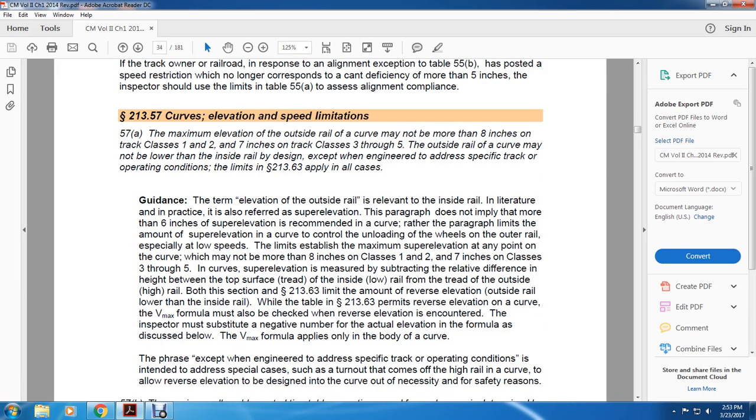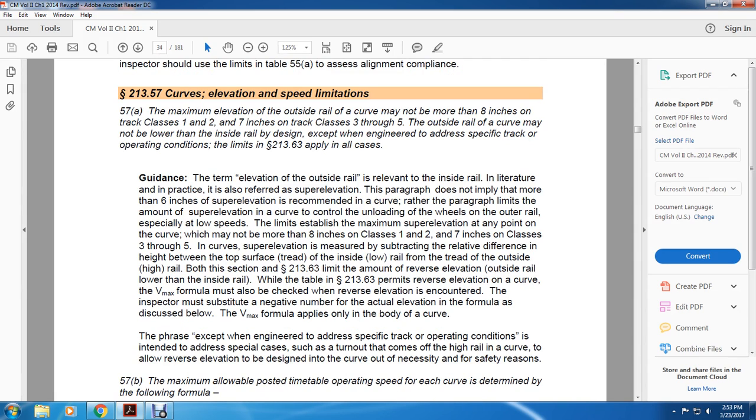Alright, 213.57, curves, elevation, and speed limitations. 57A: the maximum elevation of the outside rail of the curve may not be more than 8 inches on track class 1 and 2, and 7 inches on class 3 through 5. The outside rail of the curve may be no lower than the inside rail, except when engineered to address specific track operating conditions, limited to 213.63, which applies in all cases.